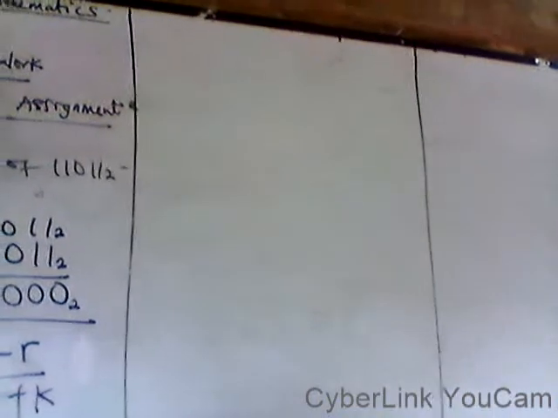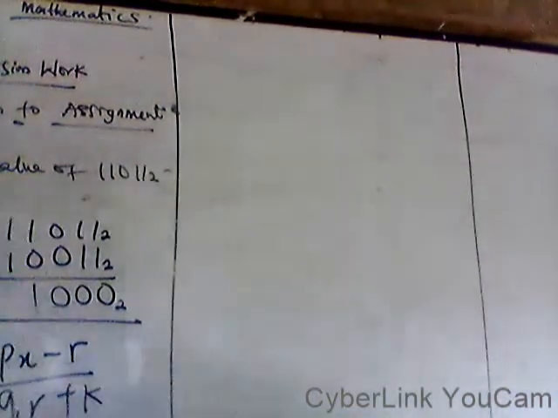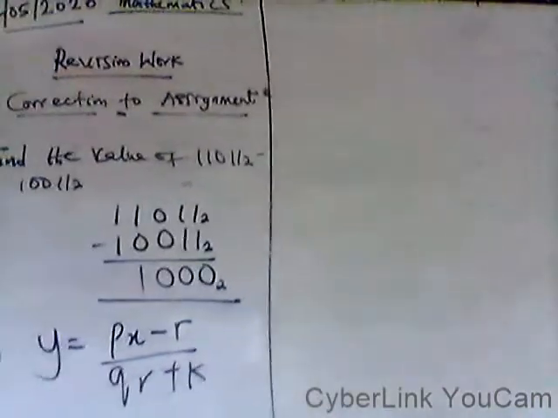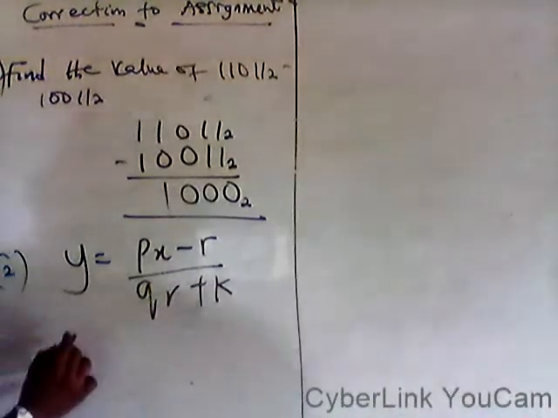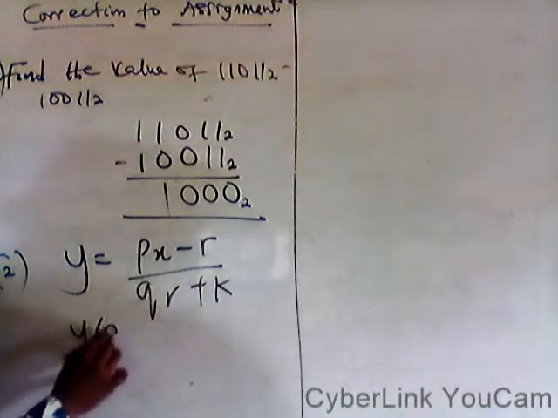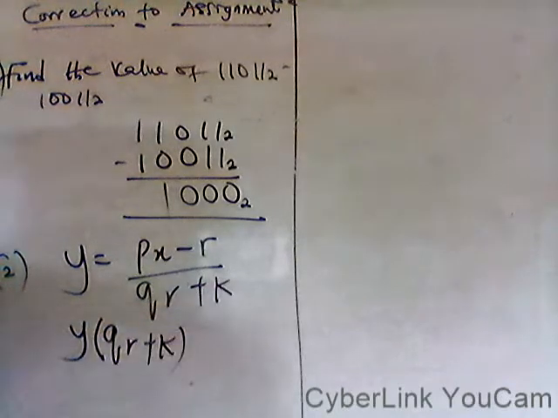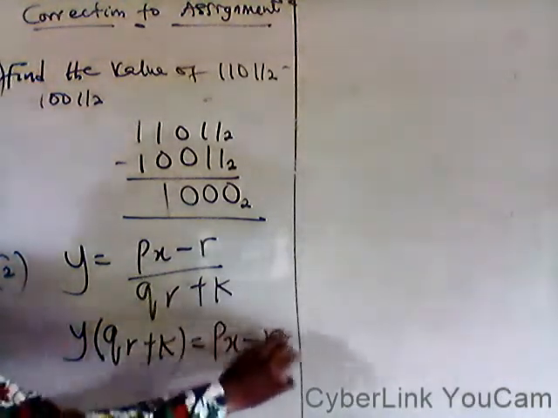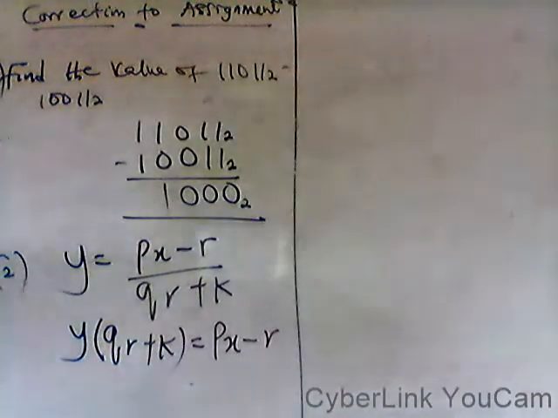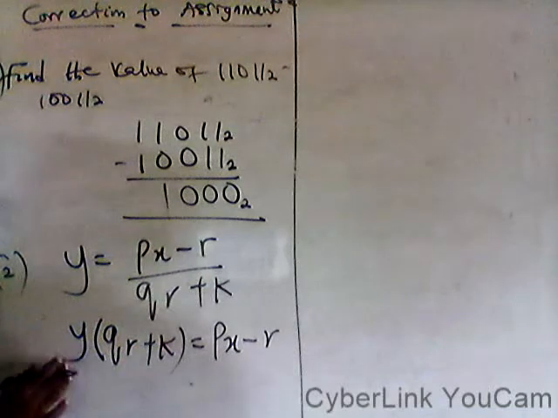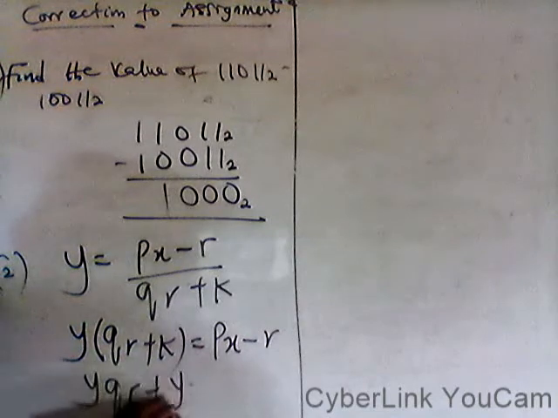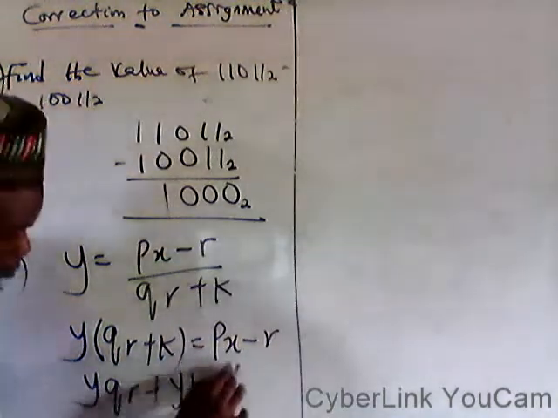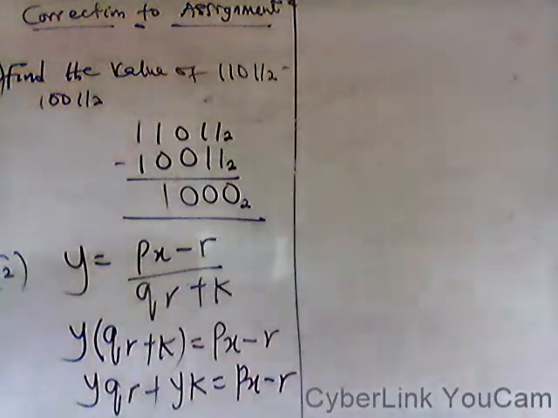So let's cross multiply. You have y into brackets QR plus K equals Px minus R. That is what you're going to have. So you open the bracket, y multiplied by this. That gives y QR plus yk, then that equals Px minus R. If this is what you get, what do you do next?